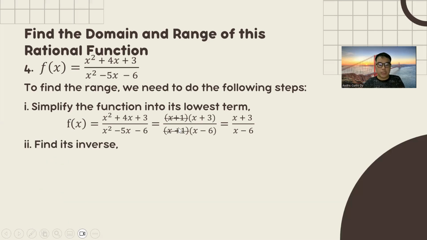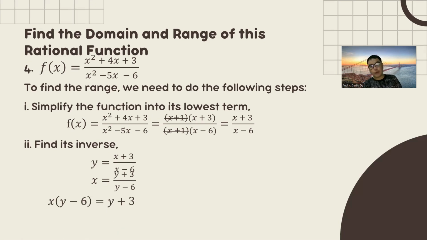In order to get the inverse, i-denote natin si f of x sa y, then interchange x with y, so x will be at the left, then y will be at the right. Okay, so we're going to cancel the denominator by multiplying both sides by y minus 6. So x times y minus 6 equals y plus 3. So the outcome will be xy minus 6x, so we did it through distributive property, equals y plus 3.